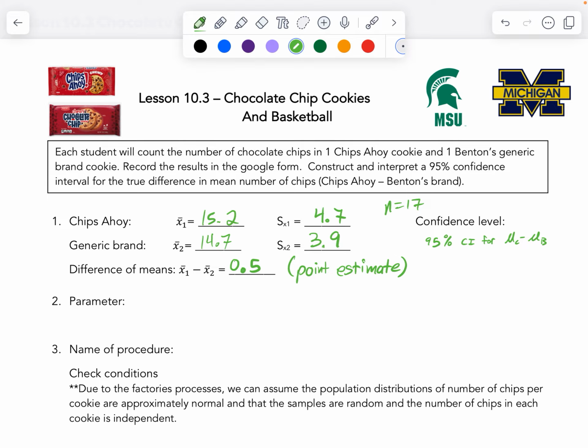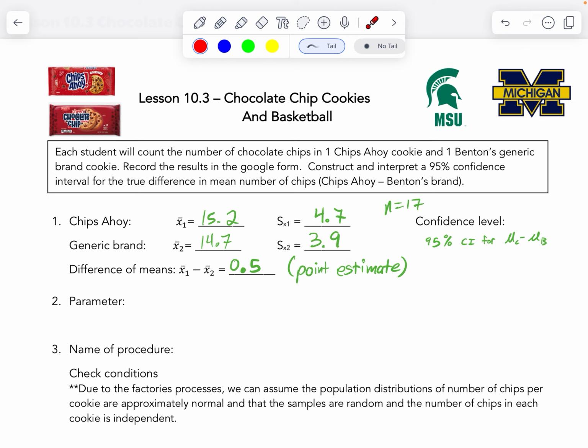This is lesson 10.3, kind of the beginning of the second half of chapter 10. So we've already done intervals and tests with proportions, and here we go. We have intervals and tests with means. We're going to do an interval with cookies and then a test with basketball. So let's just dive in.